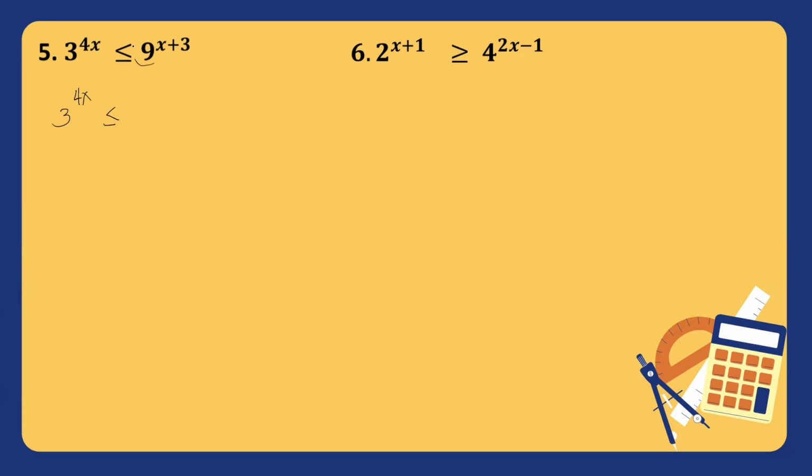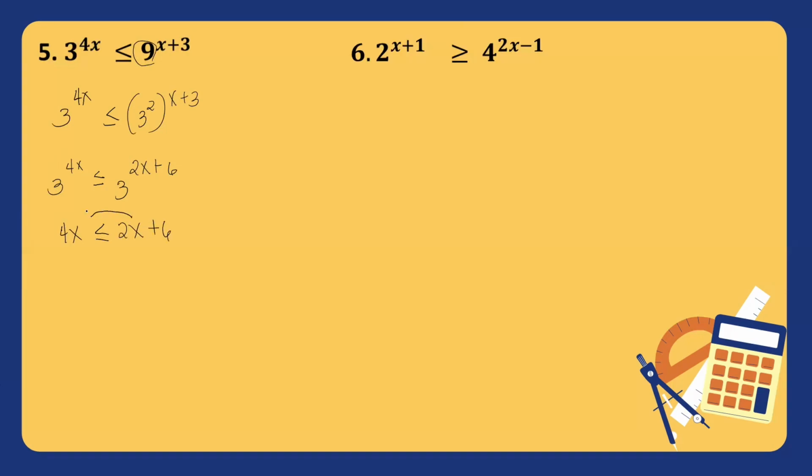The exponential form of 9 is 3 squared. So 3 squared multiplied by x plus 3. Then we have 3 to the power of 4x is less than or equal to 3 to the power of 2x plus 6. Same base sila, then bring down the exponent. 4x is less than or equal to 2x plus 6.